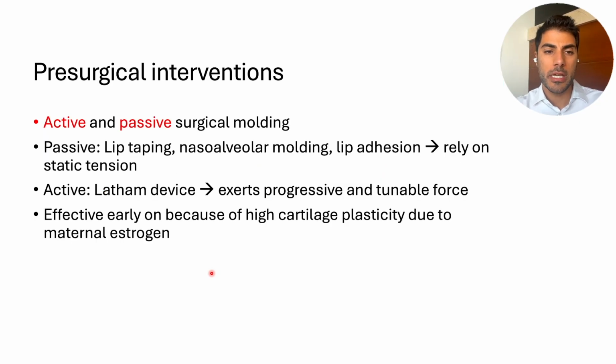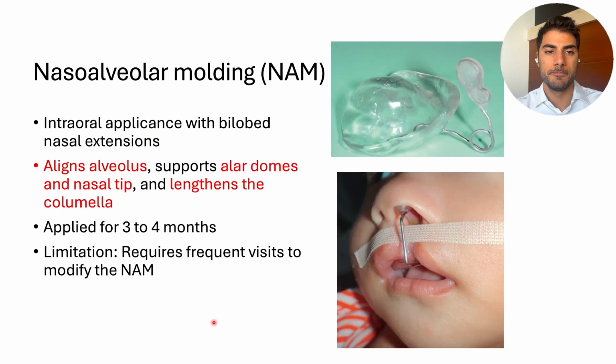So we have two types, the active and the passive surgical molding. The passive, we have the lip taping, the NAM device we will talk about, the lip adhesion, and these rely on static tension, while the active, such as the Latham device, exerts a progressive and tunable force that we will also see how. And these are effective early on because of high cartilage plasticity, because the baby has still high maternal estrogen that allows this plasticity.